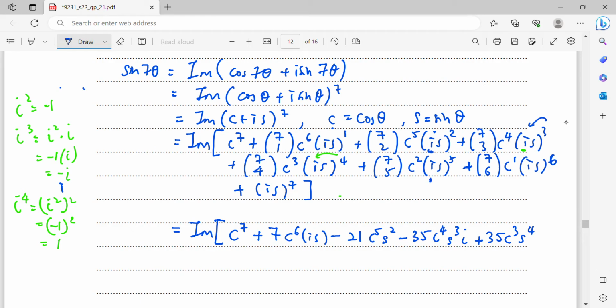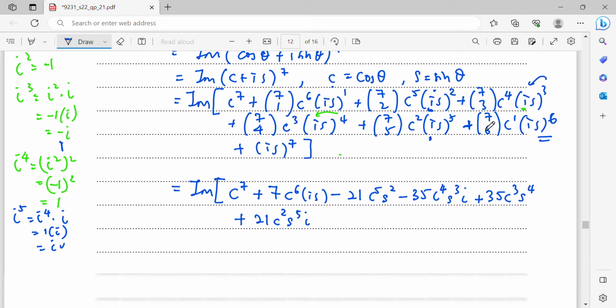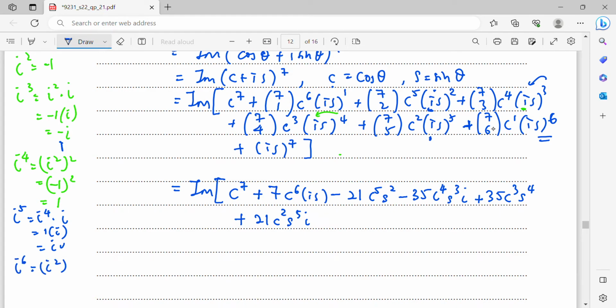Okay. So now I degree 5 is I degree 4 times I. So therefore this is 1 times I, I will get I. So now 7C5 is 21. And it is plus 21 C squared S5 I, because this is I here. Then I degree 6. So I degree 6 is basically I degree 2 power 3. So minus 1 degree 3 is minus 1. So then 7C6 is 7. So I will get negative 7 C S degree 6.